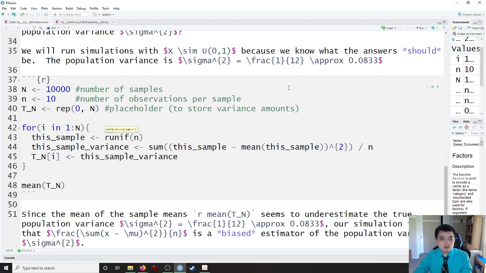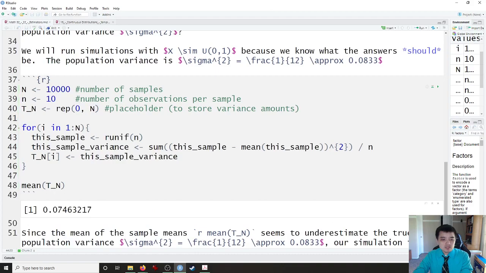Now, again, all this sampling and then taking the average of the calculations should line back up to the number that we said at the beginning. The theoretical answer is about 0.0833. However, when we run the simulation, we get the average of the variances is around 0.0746. This is arguably far from where we should be.